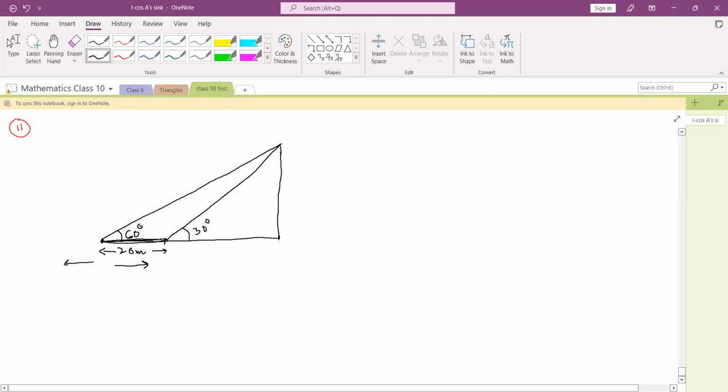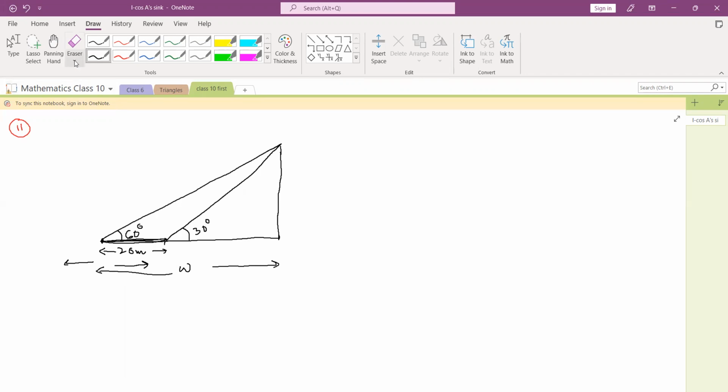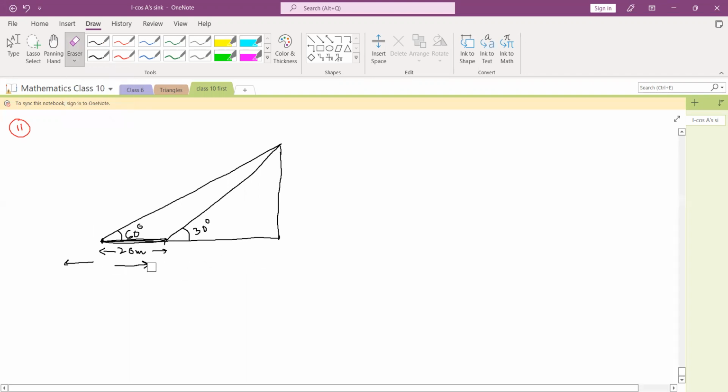Find the height of the tower and the width of the canal. So you have to find the width also. If I call it W, let's say the whole width. Oh, okay, let's not call it W. I'll give it some name, ABC type of names.